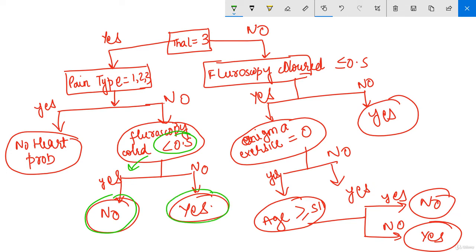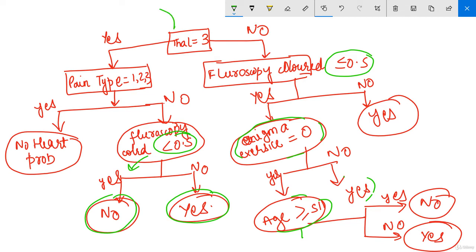And if thal is not 3, maybe less than or greater than 3, the doctor will ask you to go for fluoroscopy colored, and it should be less than or equal to 0.5. If it is, he will ask you to do the exercise, and if it comes to 0 and your age is 51 or less, no heart disease; greater than 51, you have a heart disease. And if it doesn't come to 0, yes, you have a heart disease, something like that. So guys, I don't know what the medical terms are here, but this is a very good example of a decision tree. Just ignore the terms and look at the tree.